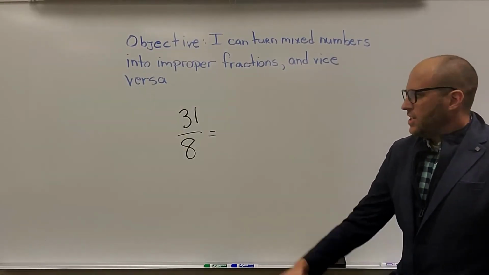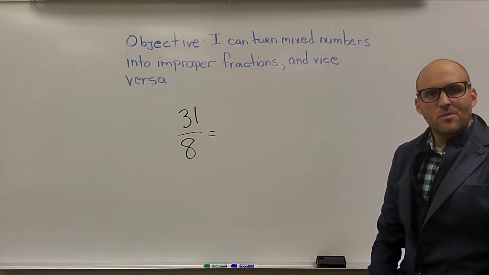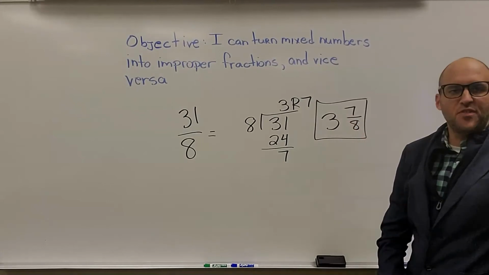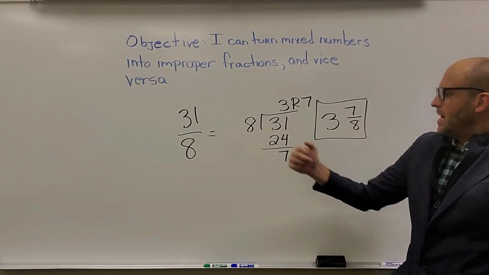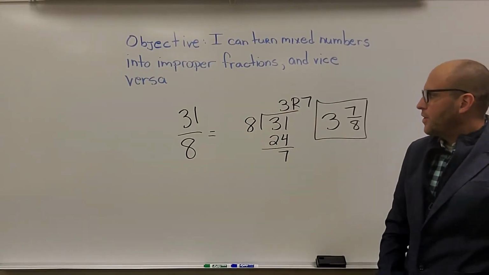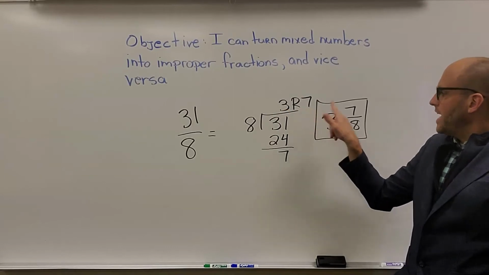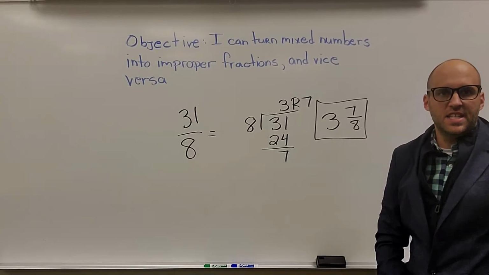All right, mathematicians, we have 31 over 8. Let's turn this improper fraction into a mixed number. Hopefully, friends, you ended up with 3 7/8 for your answer. Again, when you do your division, you have to divide 31 by 8. Hopefully, you got 3 remainder 7. Remember that 3 becomes your whole number, the remainder becomes your top number, and your denominator stays the same.